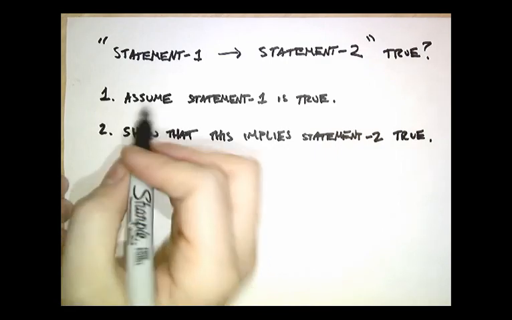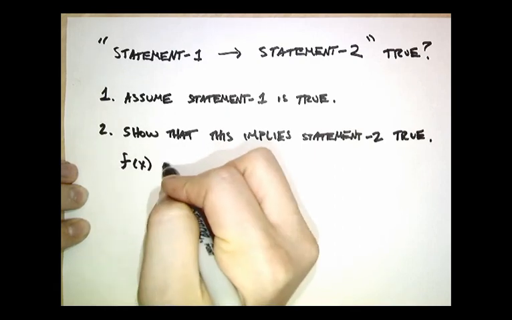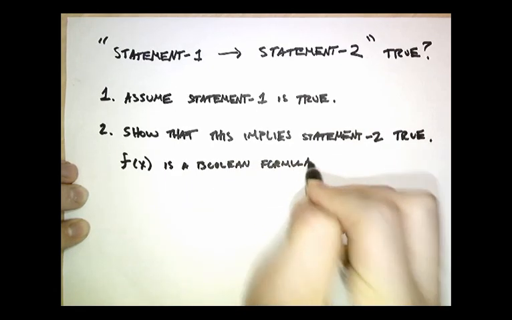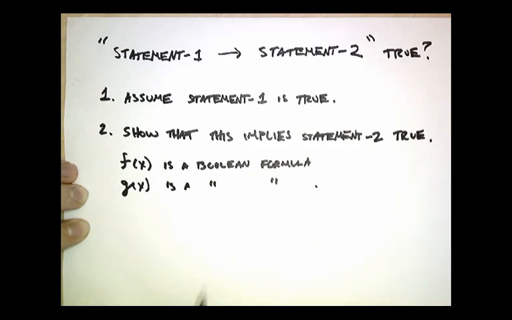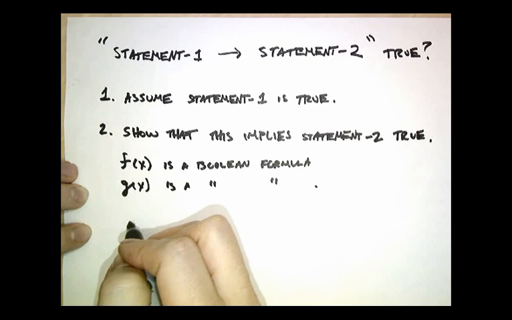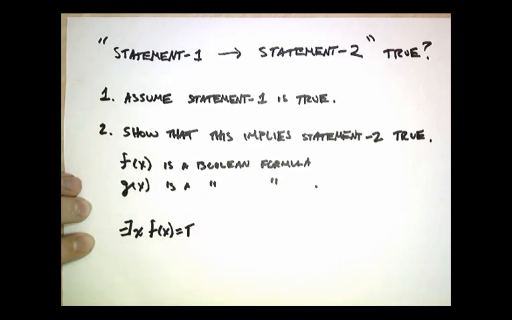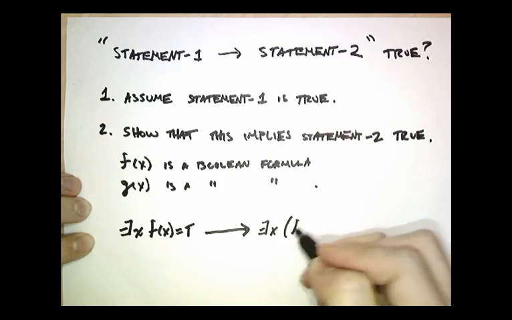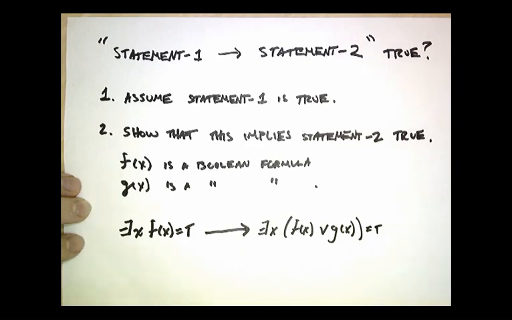Okay, so for example, let's say f(x) is a Boolean formula. And let's say g(x) is a Boolean formula. Here's a statement for you. There exists an x such that f(x) equals true. And I want to know, does this imply that there exists an x such that f(x) or g(x) is true? So I want to know, is this implication true?